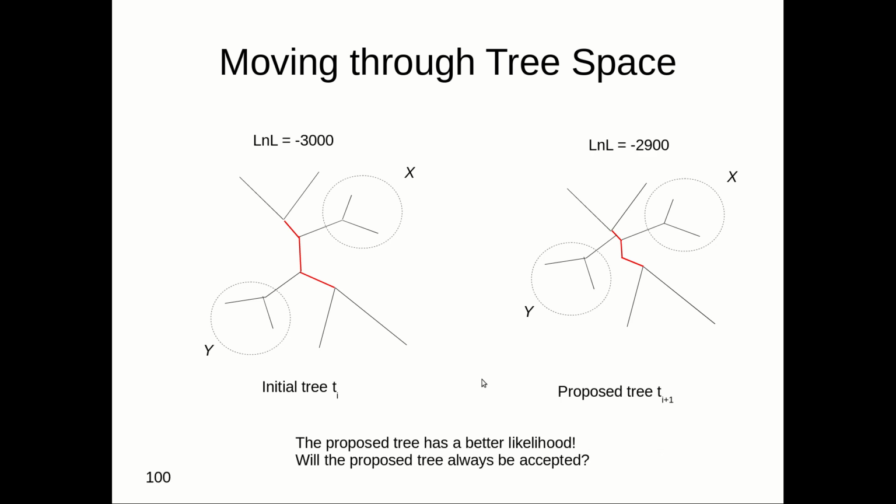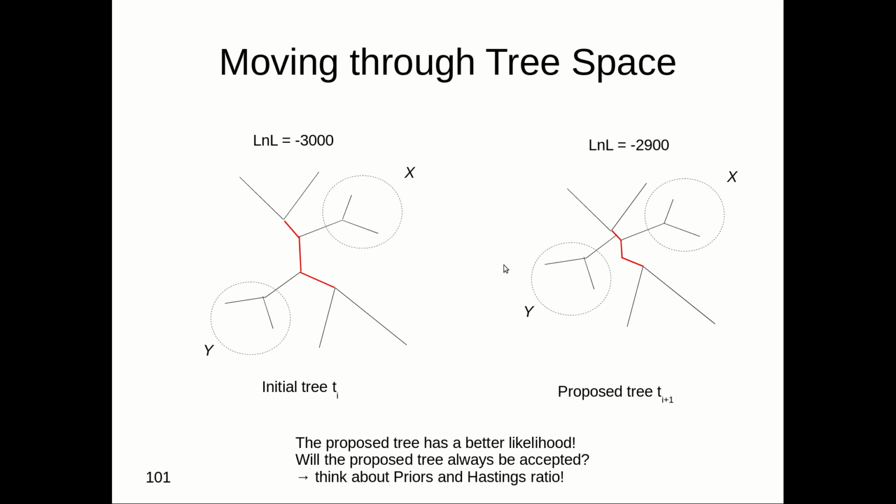Now assume that this initial tree has a likelihood of minus 3,000, and the newly proposed tree has a likelihood of minus 2,900. So the question here is, will the proposed tree always be accepted? Maybe I'll give you some time to think. Because the new tree, of course, we would expect it to be always accepted because it has a better likelihood, which is a log likelihood closer to 0, which means that it is better.